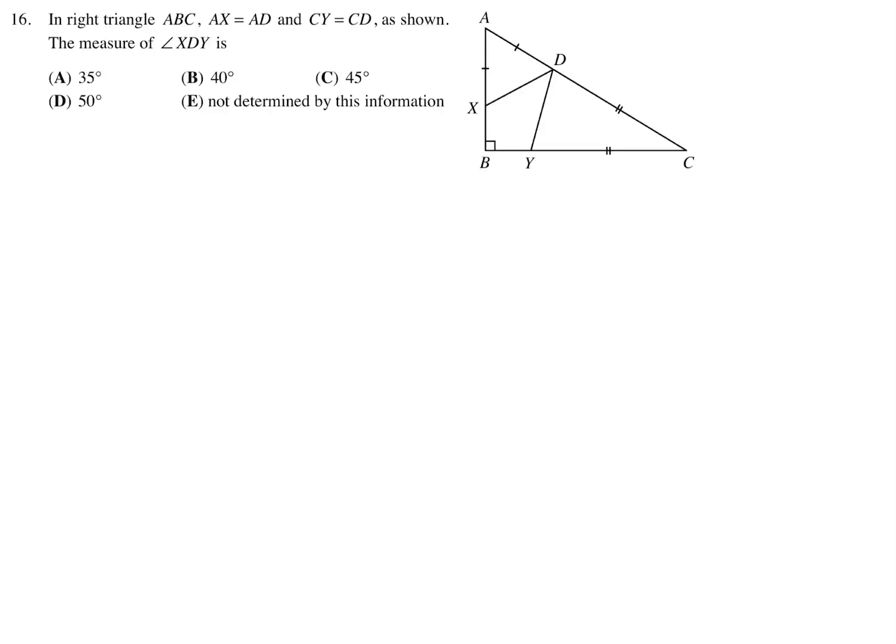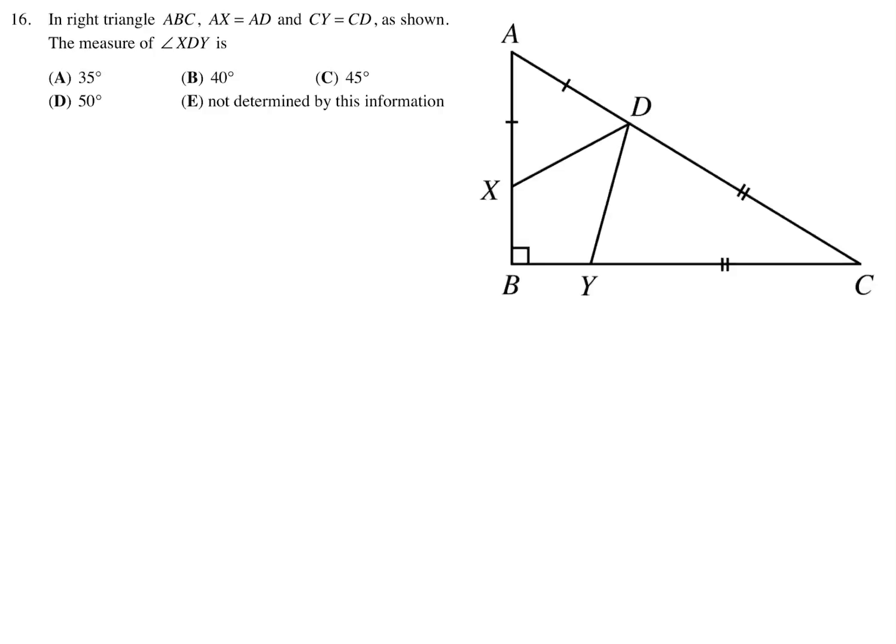In triangle ABC, AX is equal to AD and CY is equal to CD, as shown. The measure of angle XDY is. All right, let's start labeling this the best we can. Where do you want to start?